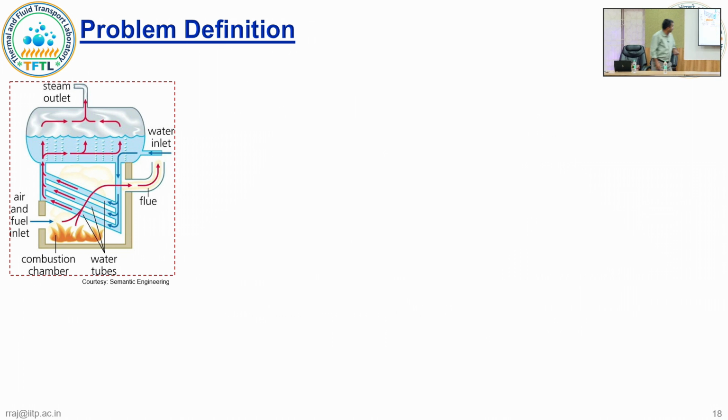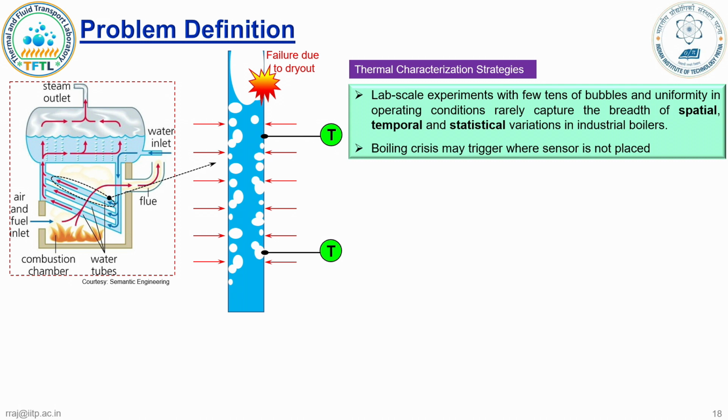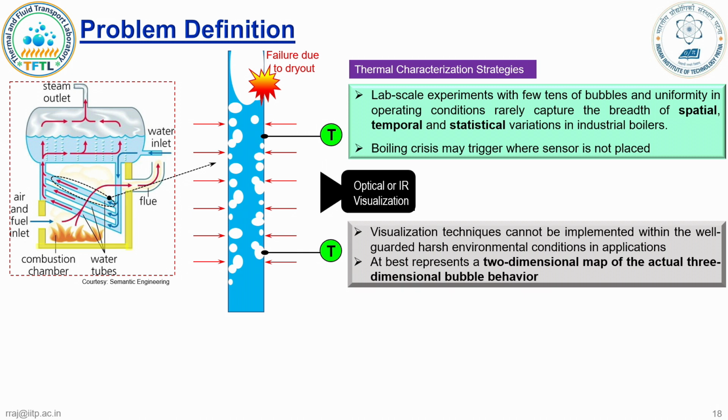So how do we do this? You can imagine a very classical boiler that we teach in our heat transfer courses, right? What's the issue? The issue is there are tubes. Inside tubes you are boiling and you don't want dry out. The issue is where dry out happens is not known to you. There are thousands of tubes. You cannot put thermocouples everywhere, right? So thermal characterization is not possible.